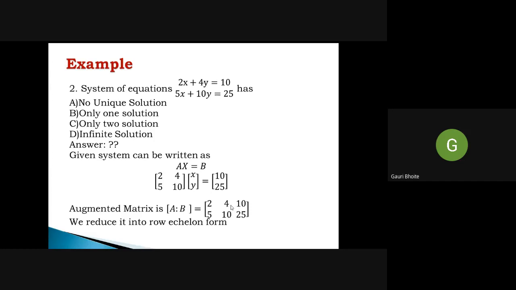So we have to reduce it into row echelon form. To do that, we have to make this entry 0. But this 5 is not a multiple of 2, so we first make this entry 2 into 1. So what do we do? I divide the first row by 2. My first row is 2, 4, 10, and when I divide it by 2, it becomes 1, 2, 5.